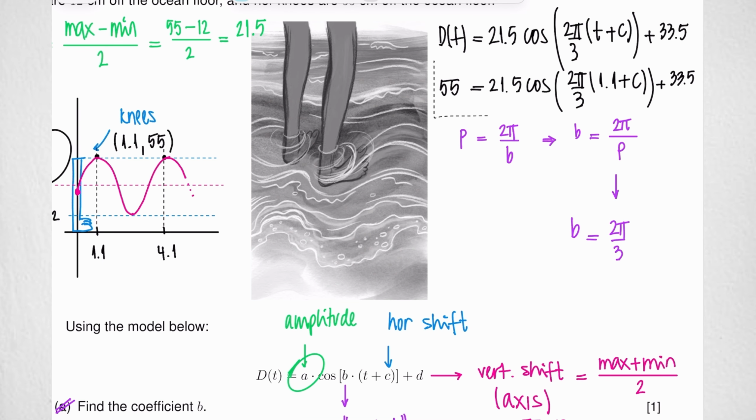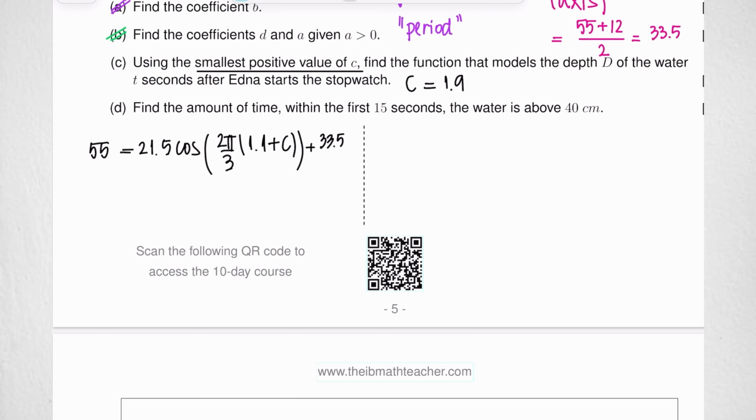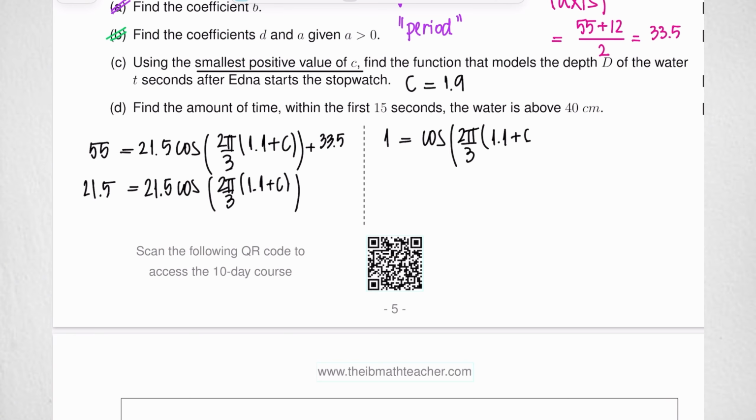Well, you would need to solve this algebraically. You would subtract both sides by 33.5 and then divide both sides by 21.5, which means that you would get 1 equals cos of 2 pi over 3 (1.1 + c). And then you need to think, what is the arc that gives you a cosine of 1? And there are infinite answers for that question. There is, for example, 0 or 2 pi or negative 2 pi and so on and so forth.